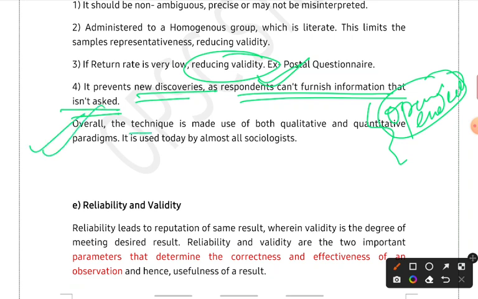Overall, the technique makes use of both qualitative and quantitative paradigms. It is used today by almost all sociologists. Today, every examination is carried out with the process of MCQ only. So basically, the questionnaire is what is going on. Interviews are not taken in many examinations. So you can relate it to contemporary society.